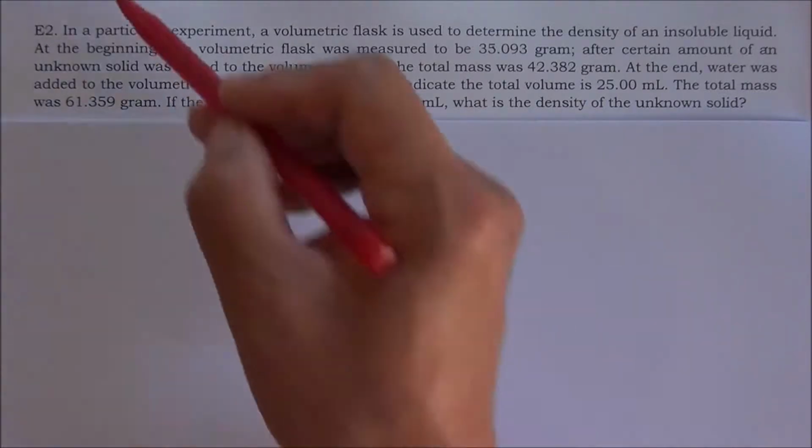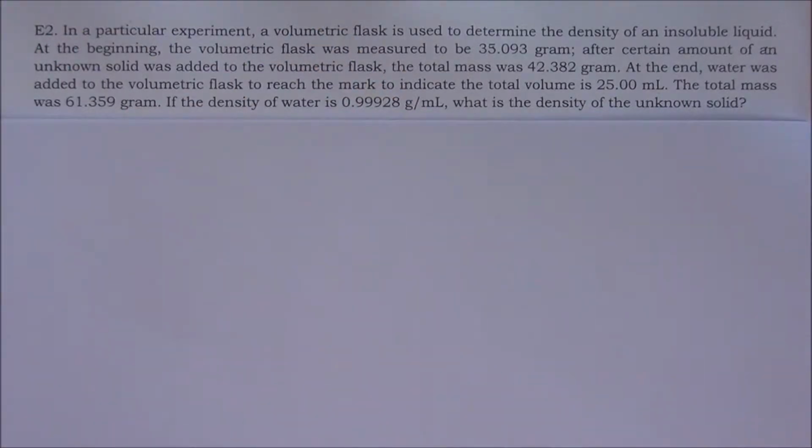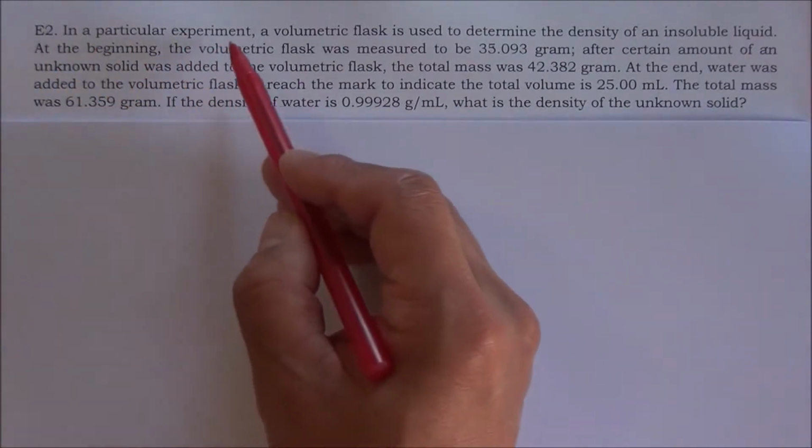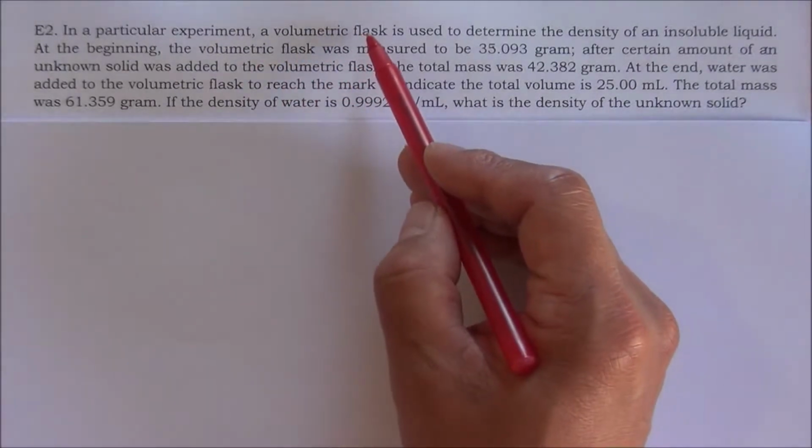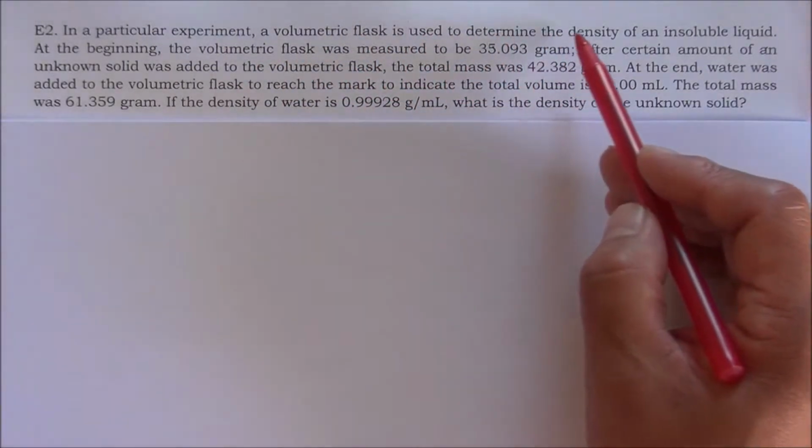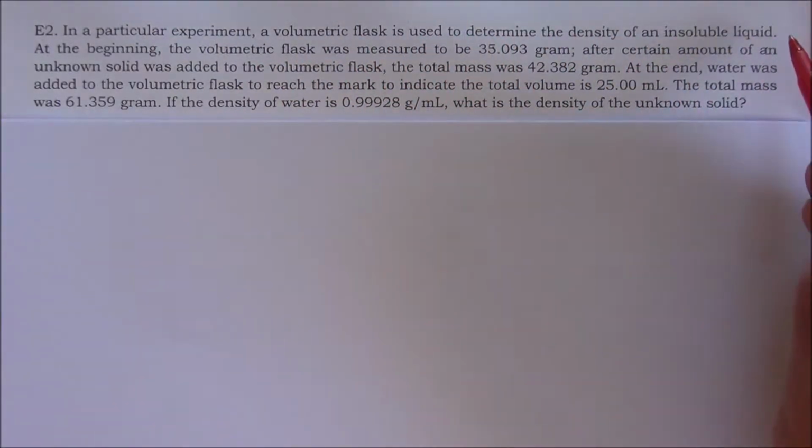Well, now let me use an example to demonstrate how to use SAW to find the answer for a problem. Let's read the problem together. In a particular experiment, a volumetric flask is used to determine the density of an insoluble solid.